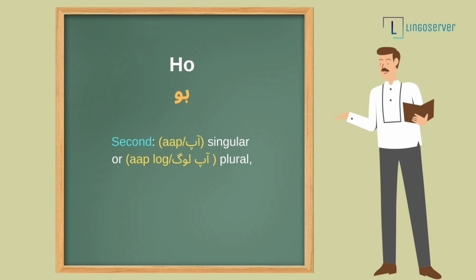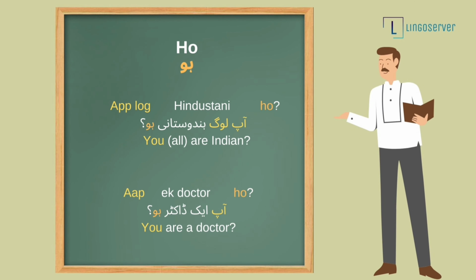Second, we use this helping verb, I mean हो, with आप, singular, or आप लोग, plural. But in this case, better to use this helping verb with आप when we are asking, not telling anything. Meaning that we will use हो with आप or आप लोग in the interrogative sentence only. And the sentence structure will not be interrogative, but the tone of the voice will be interrogative. As we say, आप लोग हिंदुस्तानी हो, you Indian, or you all Indian. Here you can see that the sentence structure is not interrogative, but the tone is saying that we are asking.